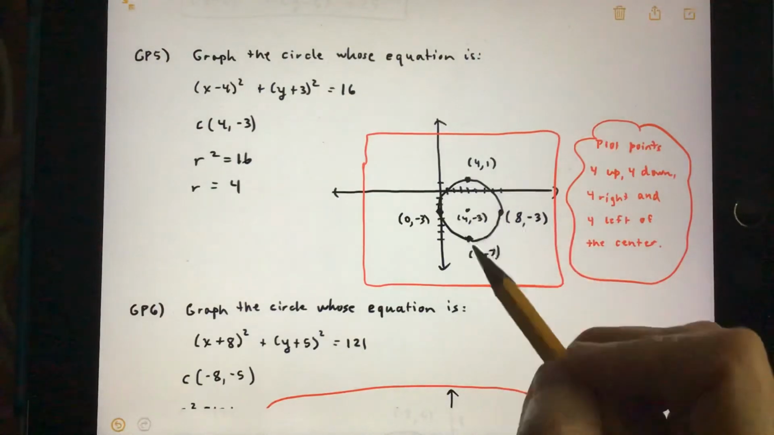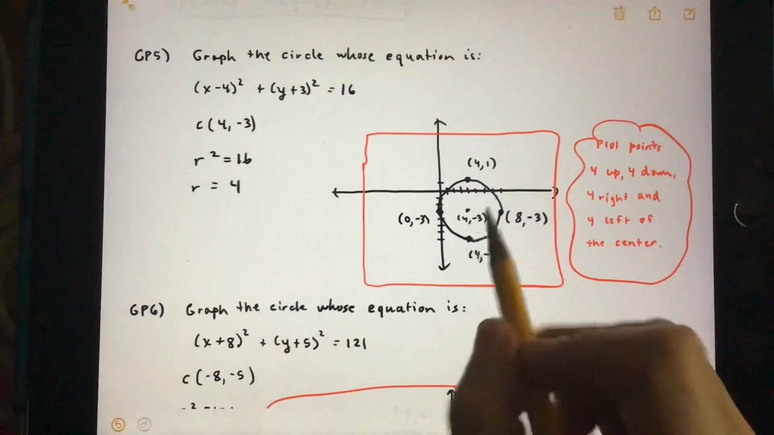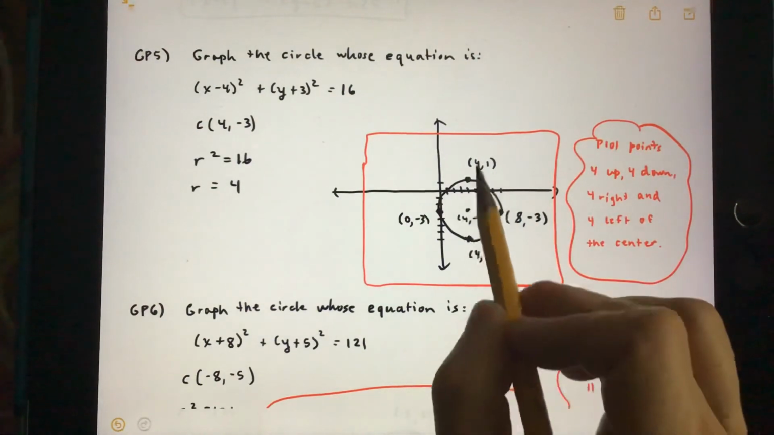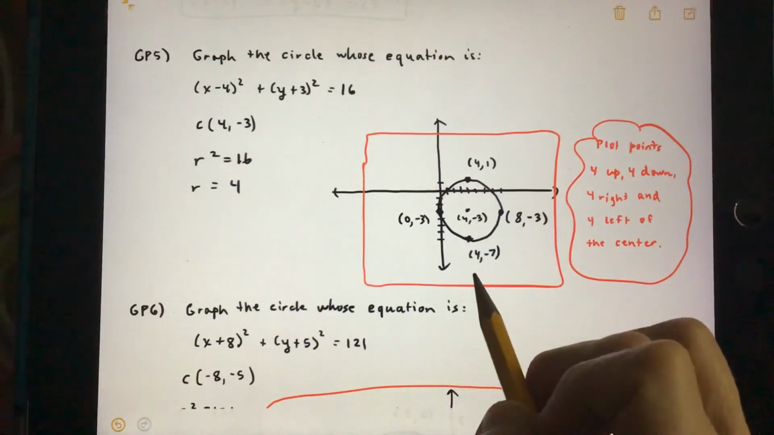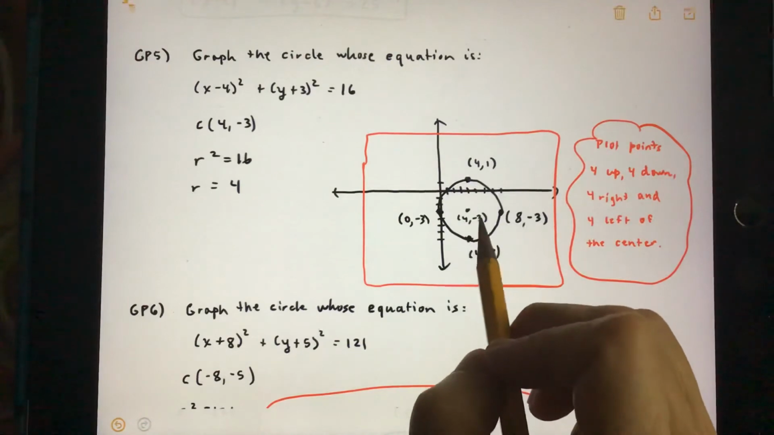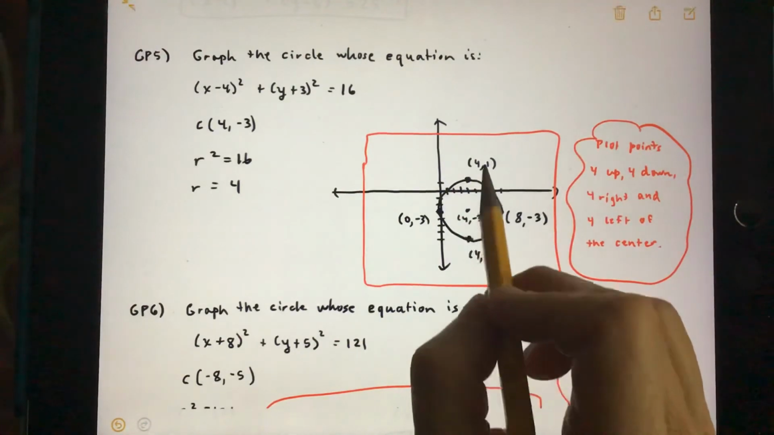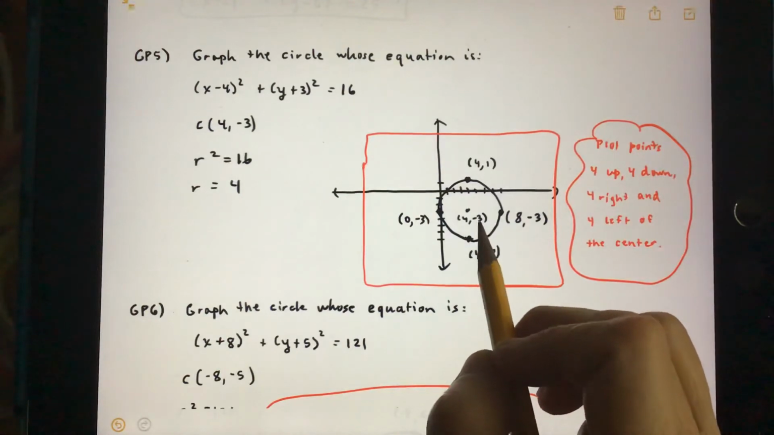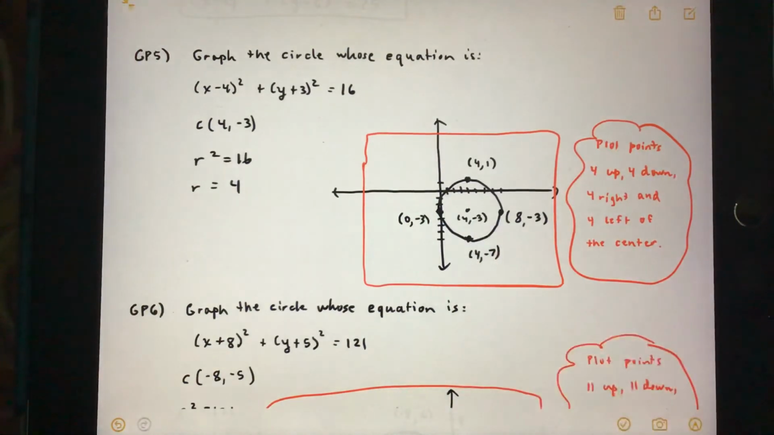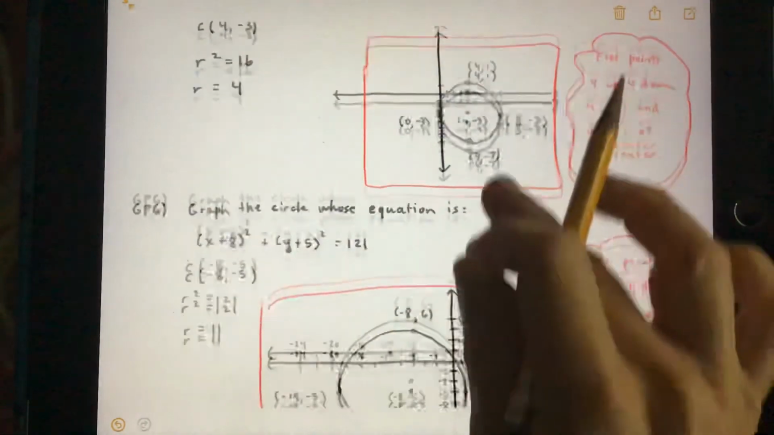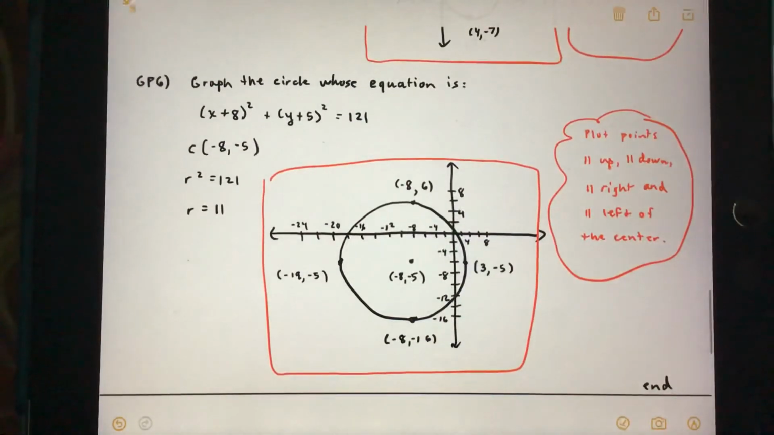And then to figure out my ordered pairs that are above and below my center, I'm going to notice that my x-coordinates will stay the same because they're 4 to the right in each case. And then what I will do is add negative 3 plus 4 to my y-coordinate. So negative 3 plus 4 is 1. And then I'll subtract 4 from negative 3. Negative 3 minus 4 is negative 7. And I'm done. All right, here comes our last problem, last graphing problem.